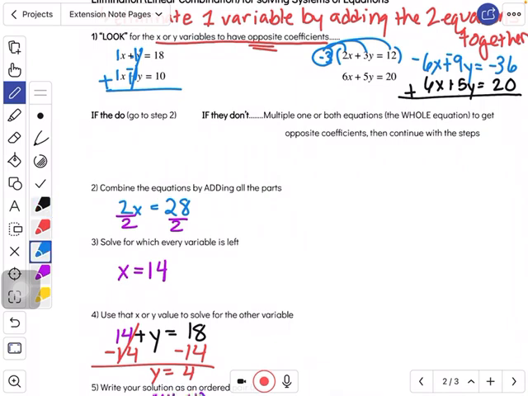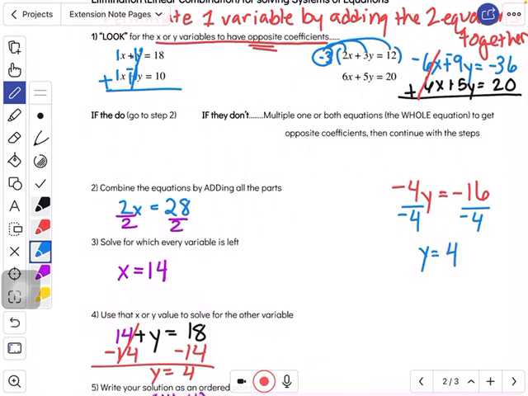So let's see. Negative 6x plus 6x is 0. Negative 9 plus 5 is negative 4y equals negative 36 plus 20 is negative 16. Then I divide both sides by negative 4. Y is equal to 4. Right? Negative divided by negative is positive.